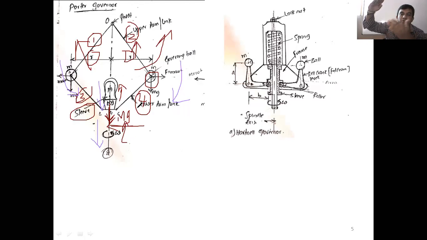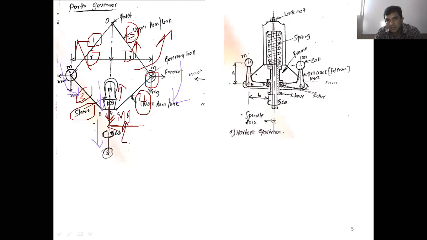Then I want to supply more fuel. When load decreases, the engine rotates at more speed. Then I want to cut off the fuel supply to maintain the engine speed within the limit. This is a what here? Porter governor. Similarly, you go for Hartnell governor.